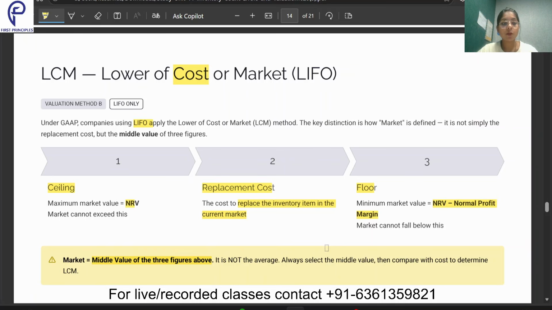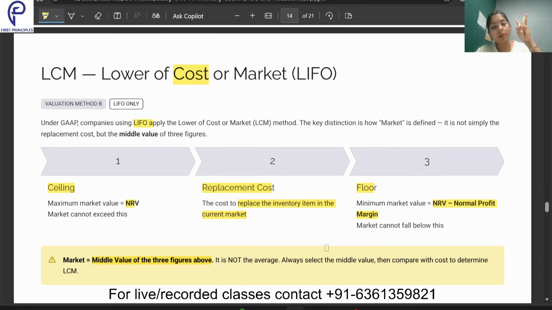And how will we calculate in the case of LIFO? When we are following the LIFO method of accounting, we should follow lower of cost or market. So cost we will know, it will be given in the question. In order to calculate the market value, we will take the middle of these 3 numbers. Which 3 numbers? Ceiling, replacement cost, and floor.